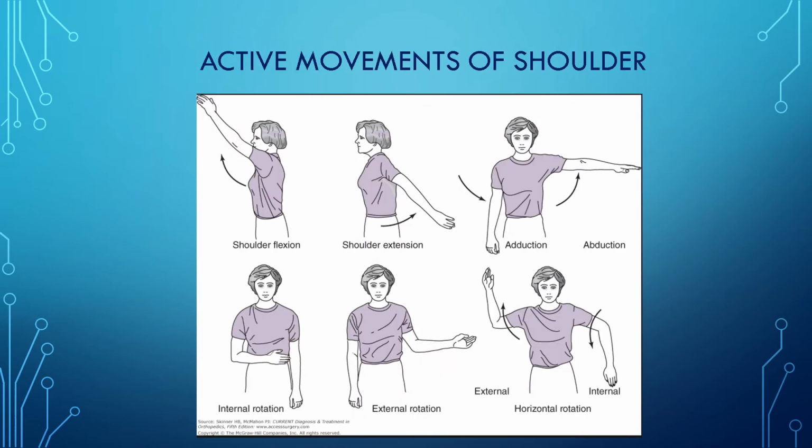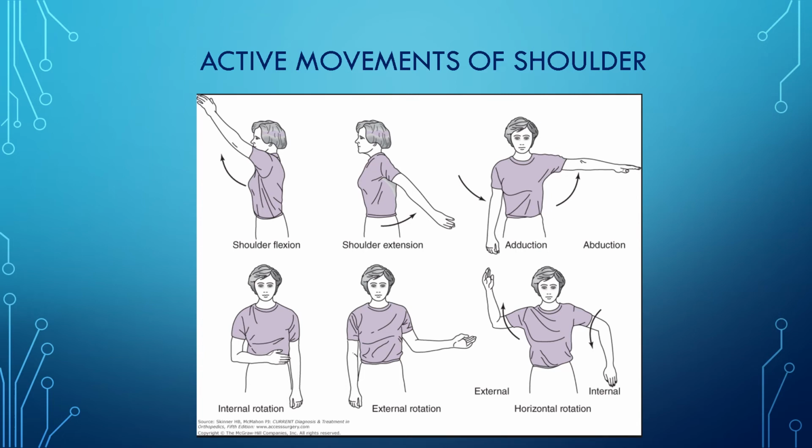Now we come to the third part of the examination of the shoulder, active and passive movements of the shoulder. Remember, active movements is when the patient is doing this movement for you, and passive is when you are moving the shoulder yourself.